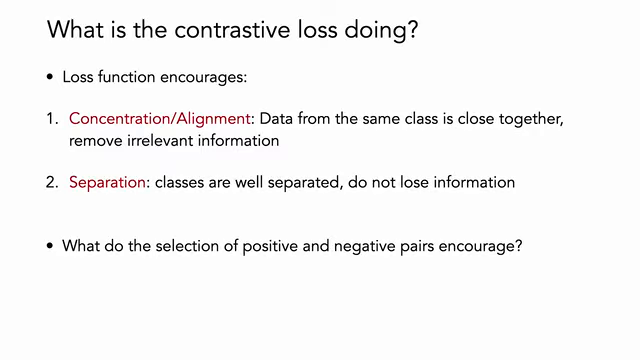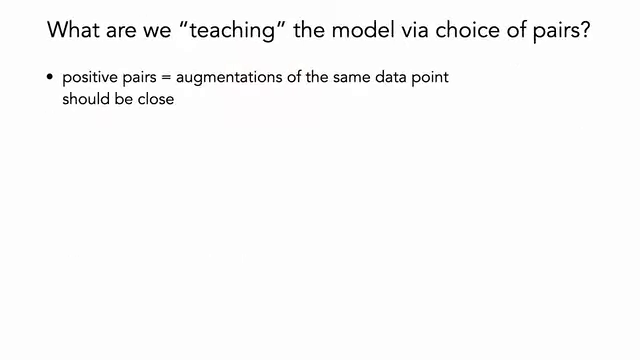So what's the contrastive loss doing? All right, so the loss function itself, we've just shown, explicitly encourages alignment and uniformity, or concentration and separation. So then what is the selection of positive and negative pairs encouraging, right? We talked about how we generate those positive and negative pairs, which is through maybe all these different augmentations. So what are we teaching a model via our choice of pairs?